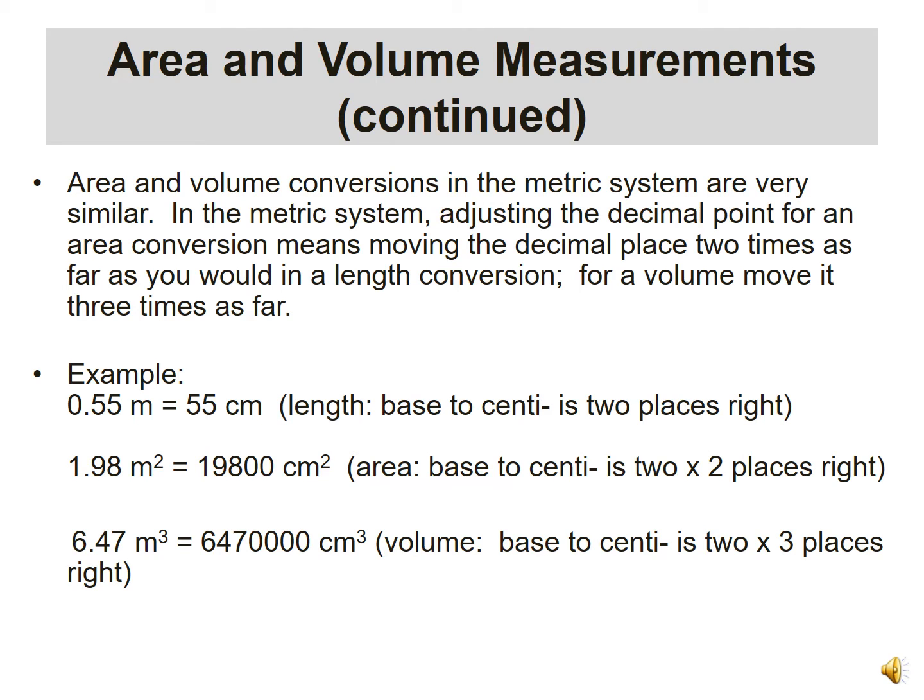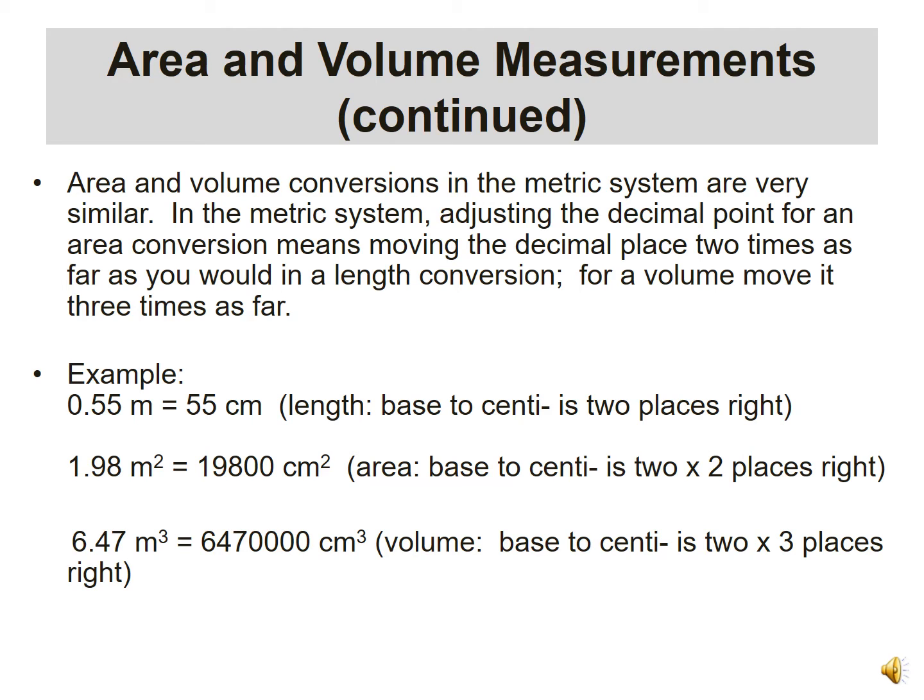What happens in my area and volume conversions is now I have to either double or triple the number of places I move the decimal point. So if you look at the second example, 1.98 square meters is equal to 19,800 square centimeters. Think of it this way. If I want to go from meters to centimeters, it's a 2 decimal place change. If I want to square that, it's 2 times 2, a 4 decimal place change. So again, I'm going from a large unit to a small unit. I'll move it to the right, and I'm going to move it 4 places because I'm squaring that dimension.